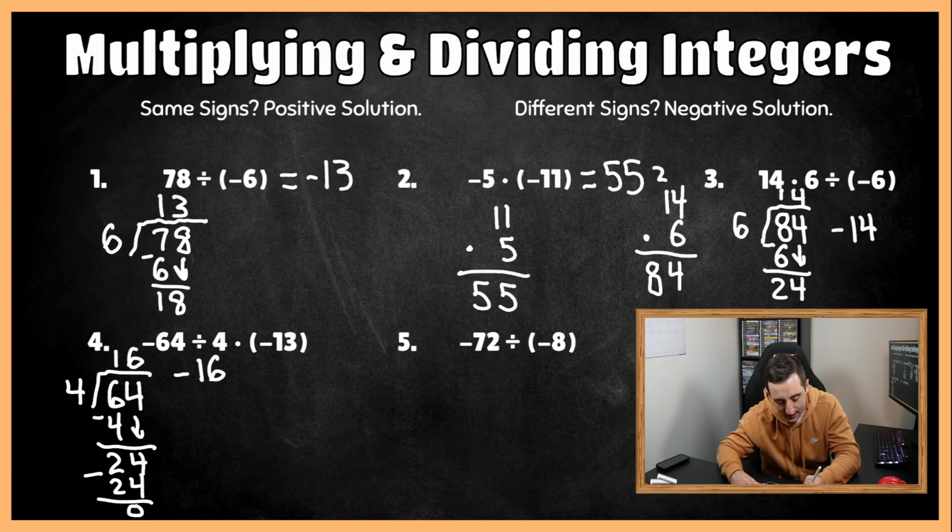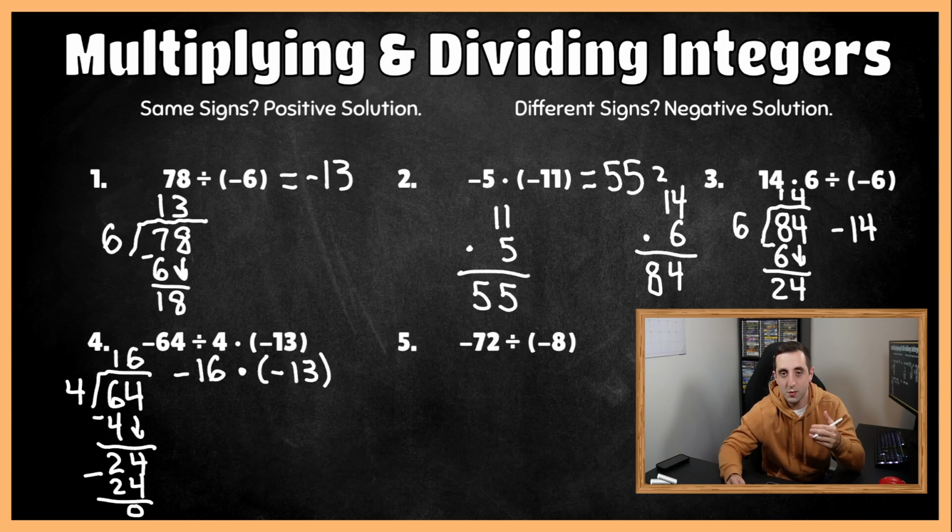-16. However, we still have to do -16 times -13. And this time around, they're same signs, which means our final answer is going to be positive at the very end. So let's go ahead and do 16 times 13, and I'll just do it over here so we have a little bit more space.